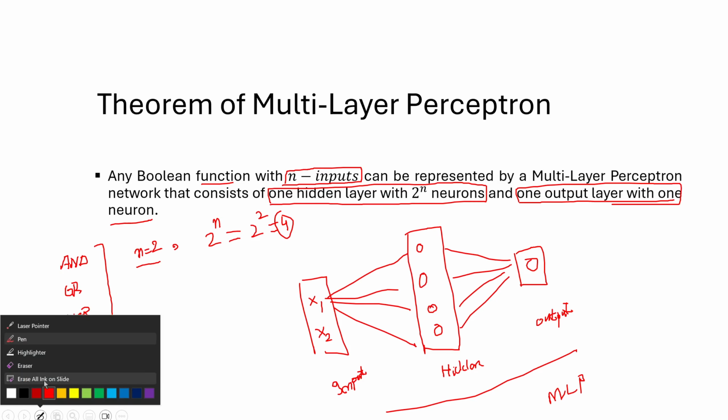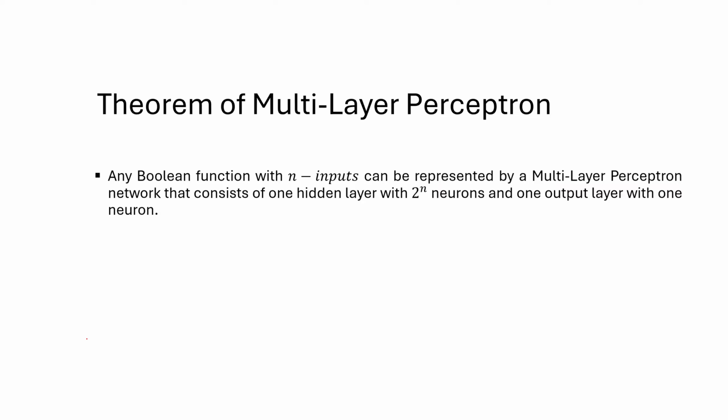Now let's see how to design a multilayer perceptron to solve a Boolean function with three inputs. In this case, your hidden layer will have 2 raised to the power 3 neurons, which is 8, and one output layer that will always have one neuron. So when you have 3 inputs, you can solve such a Boolean function with a multilayer perceptron where the hidden layer has 8 neurons and the output layer has 1 neuron.